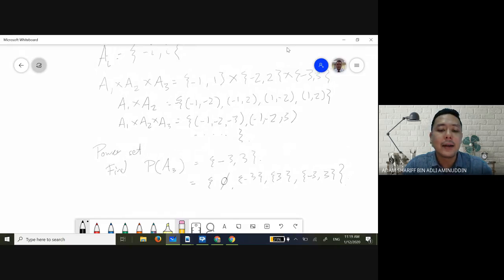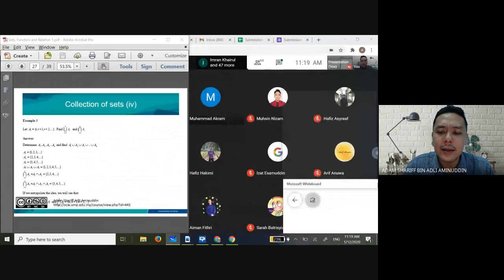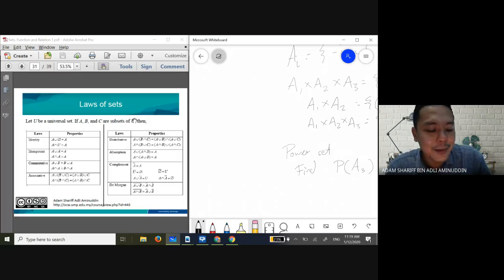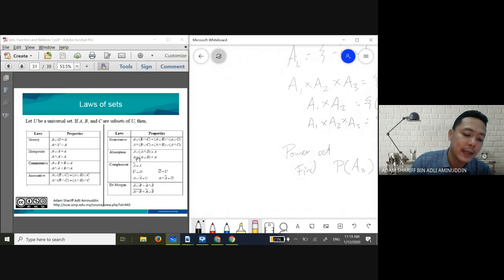Okay? Alright, kita akan pergi ke konsep yang seterusnya. Konsep ni ialah konsep laws of set. Tak payah hafal lah. Seriously saya tak pernah tanya. Dan ini law. Law nak orang hafal-hafal pun kadang-kadang kita tak payah hafal semua. Saya just letak ni sebagai sandaran saja.